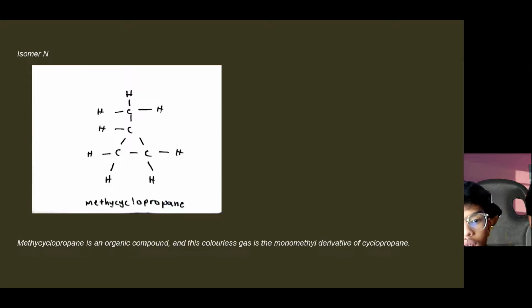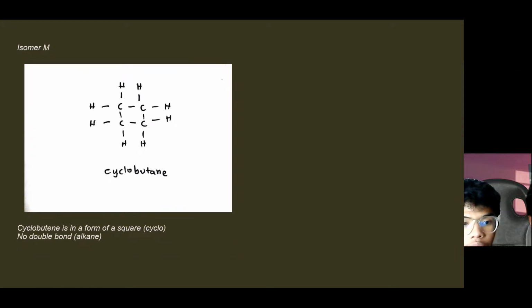So this is isomer N. Methyl cyclopropane is an organic compound, and it is a colorless gas. It is a monomethyl derivative of cyclopropane. So this is isomer M, cyclobutane, in the form of a square ring. There is no double bond, so we can call it an alkane.